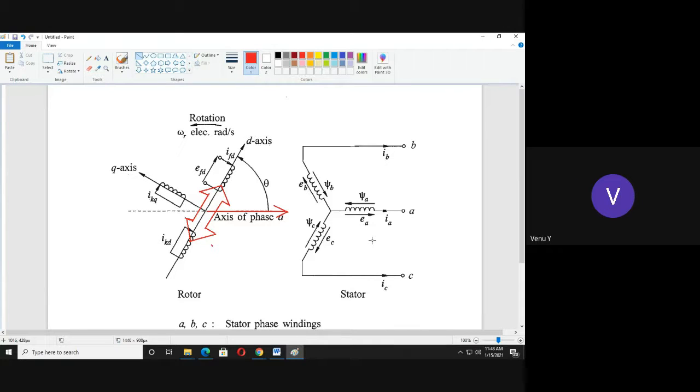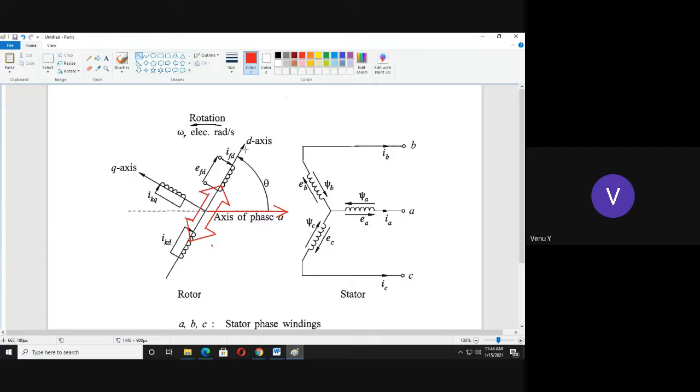EA is equal to d psi by dt actually. So that we will see later in detailed analysis. Similarly, in phase B, the current flowing in phase B is IB, with corresponding flux linkage psi B and induced voltage EB, and so on in all phases. Phase A axis is taken on the positive x-axis.